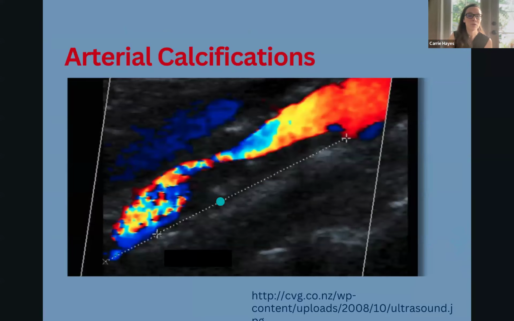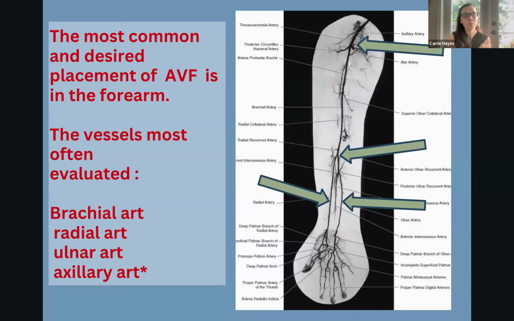So like here's an example of an arterial calcification. Pretty tight stenosis there. So this is not going to be a great candidate unless they're going to go in and clean that out or make some modifications or do some work to that. But the most common and desired placement of AV fistula is in the forearm. So, below the elbow, and we're looking at, as we mentioned, brachial, radial, ulnar, and then axillary is more proximal. So if we don't have what we need here, moving more central.